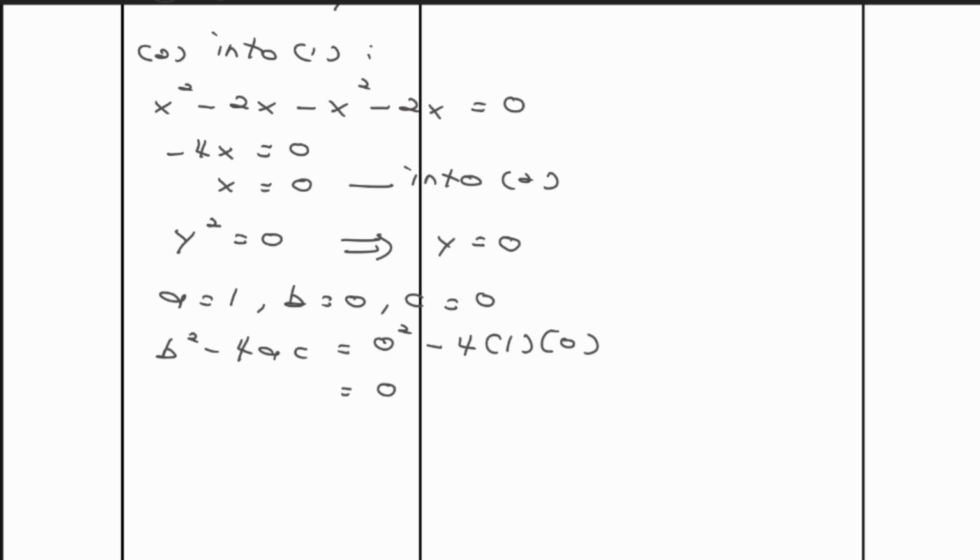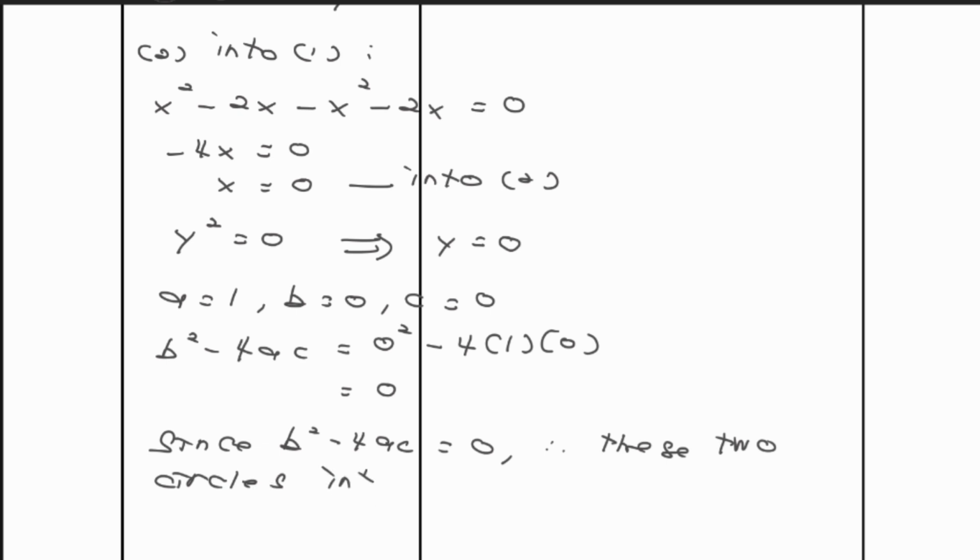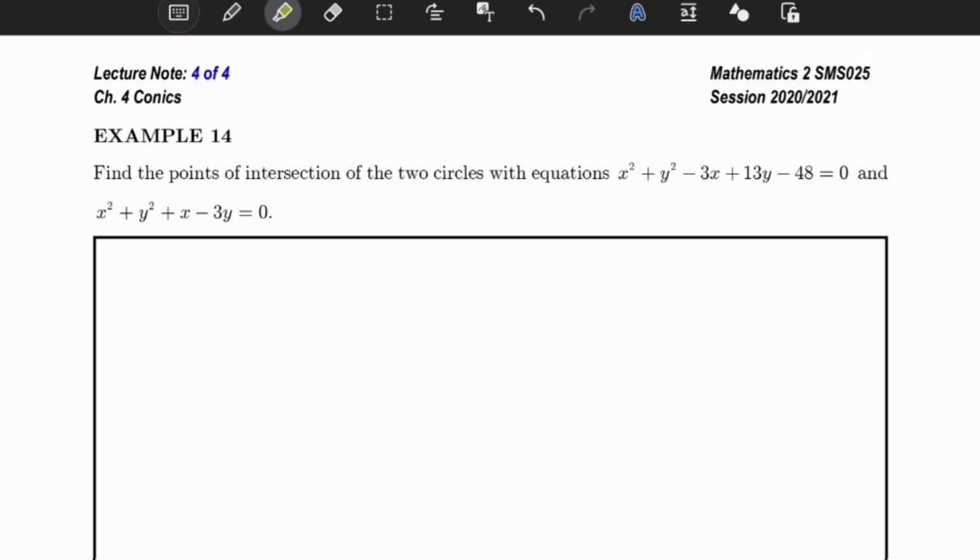So let's do the conclusion. Since b squared minus 4ac equals 0, therefore these two circles intersect at one point, that is (0, 0). Okay, so done. Example 14.